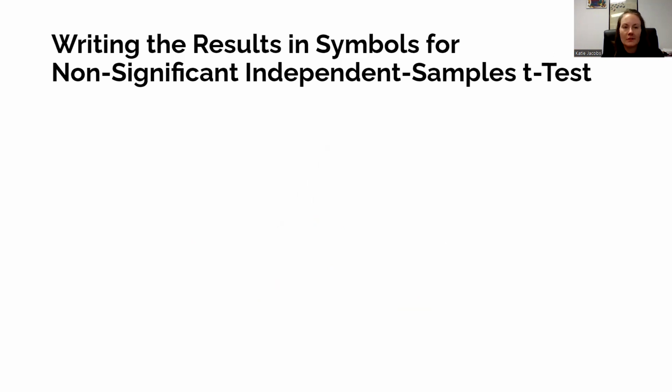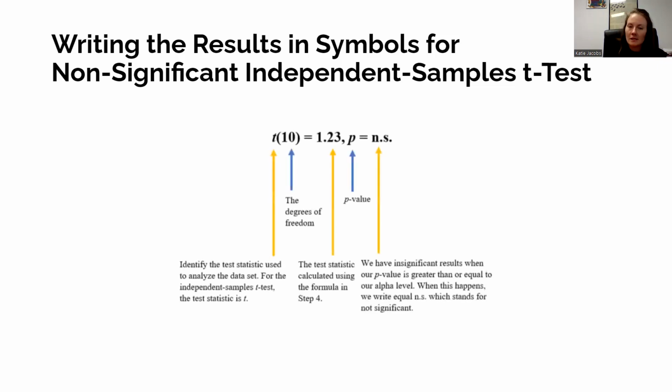Okay, so there are different ways that we can write the results in symbols for whether we have non-significant results or significant results. When we retain our null hypothesis, another way to say that is that we found non-significant results, which means our differences weren't big enough for us to be sure those differences occurred due to anything other than chance, right? So when we do this, it's a little bit different.